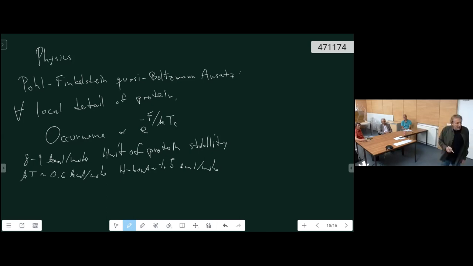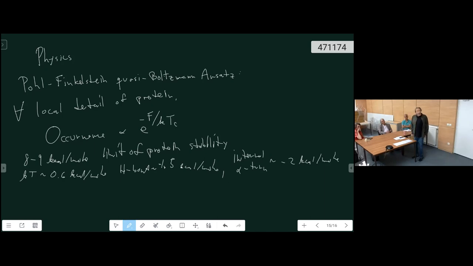And I wanted to give you one more, this will come up later. An internal alpha helix turn has a nominal free energy of minus 2 kilocalories per mole. And I guess you can start to see why proteins use a lot of alpha helices, because it gives them a lot of negative free energy in order to compensate for the high free energy elsewhere they might require. Okay, so I promised you some energetics, and there's that.